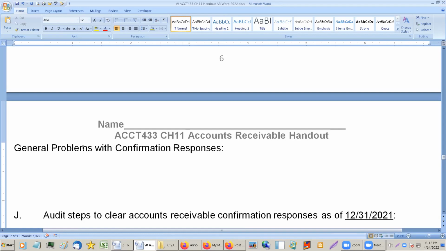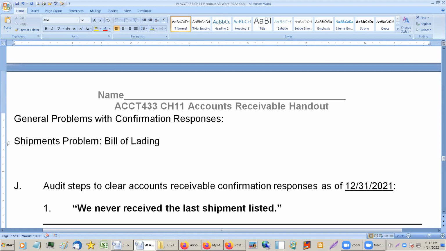So general problems with cash management responses. If it is a shipment problem, usually a bill of lading will be the one that you'll look to see if it was actually shipped. You may look at a proof of delivery. Let me spell it.